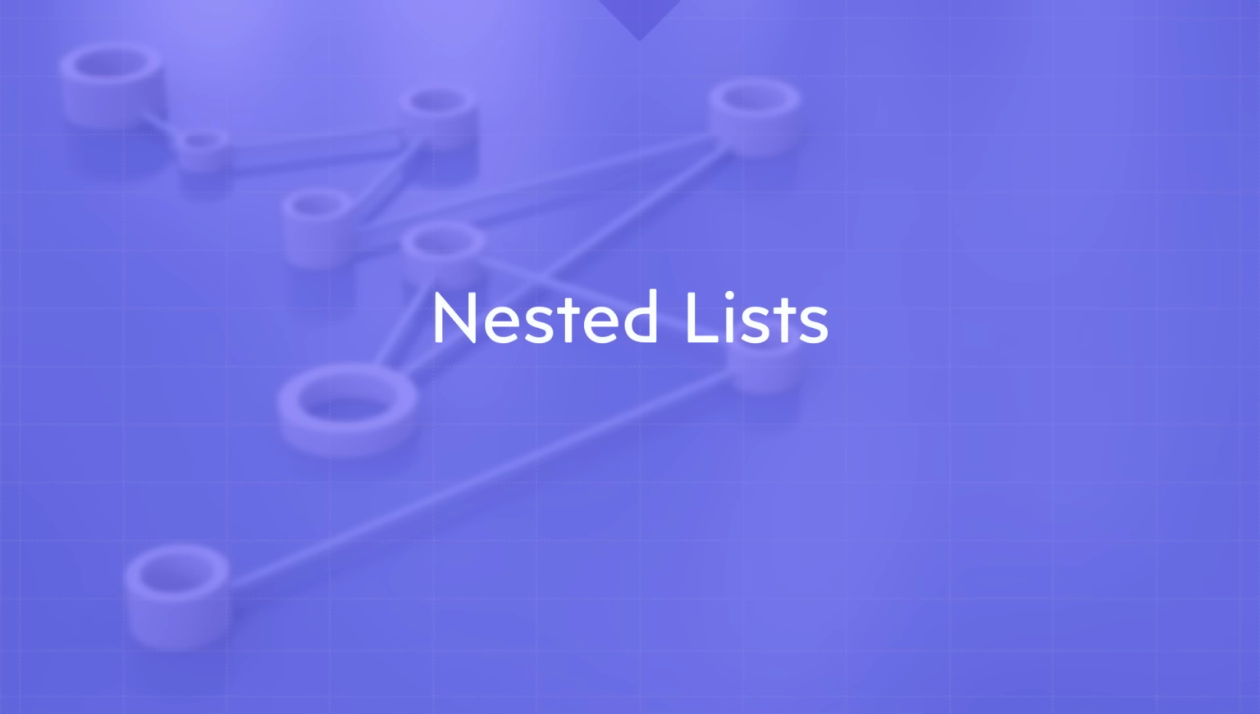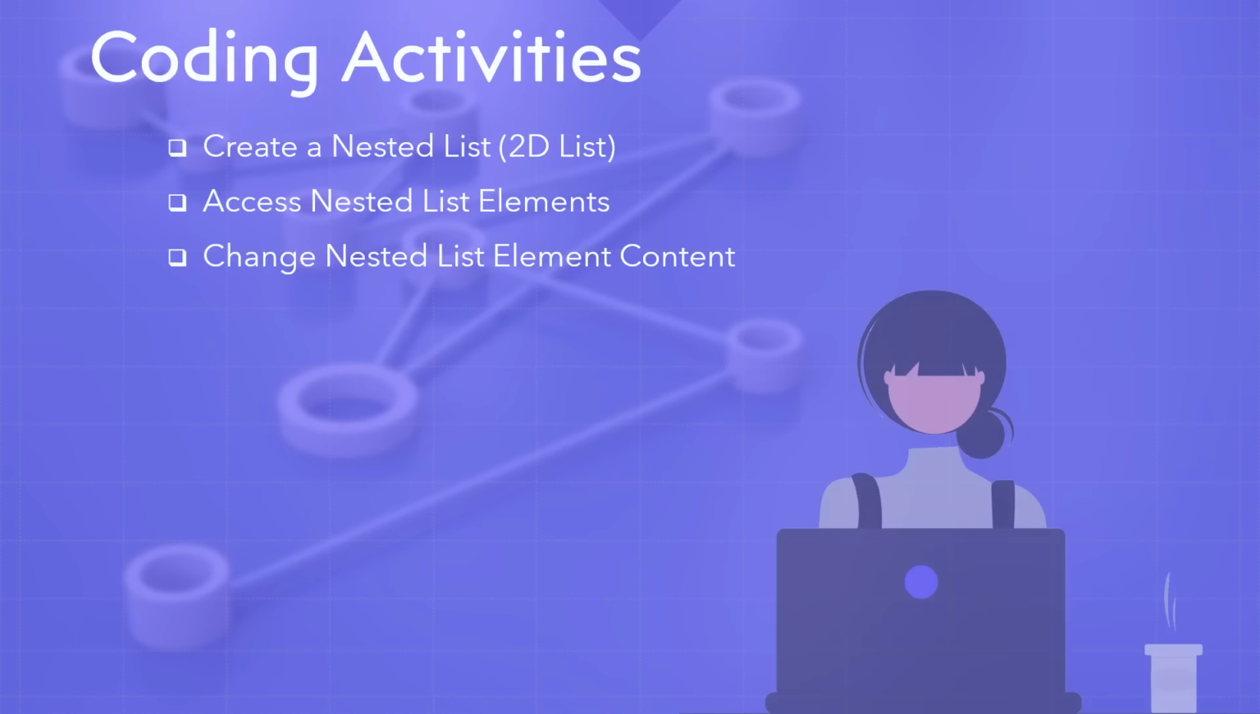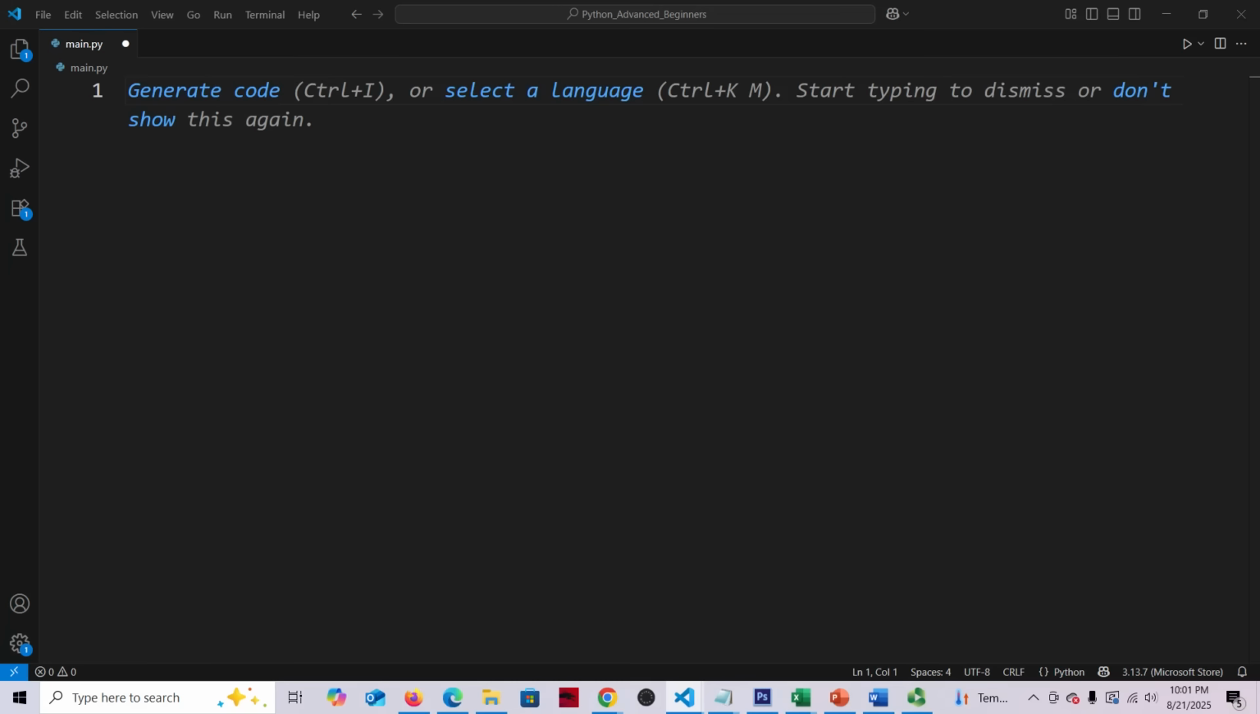Our next topic is nested lists. A nested list is a list within a list, and it can be used to create matrices. For our coding activities, we will create a nested list, access nested list elements, and change nested list element content. In this coding activity, we will create a nested list.